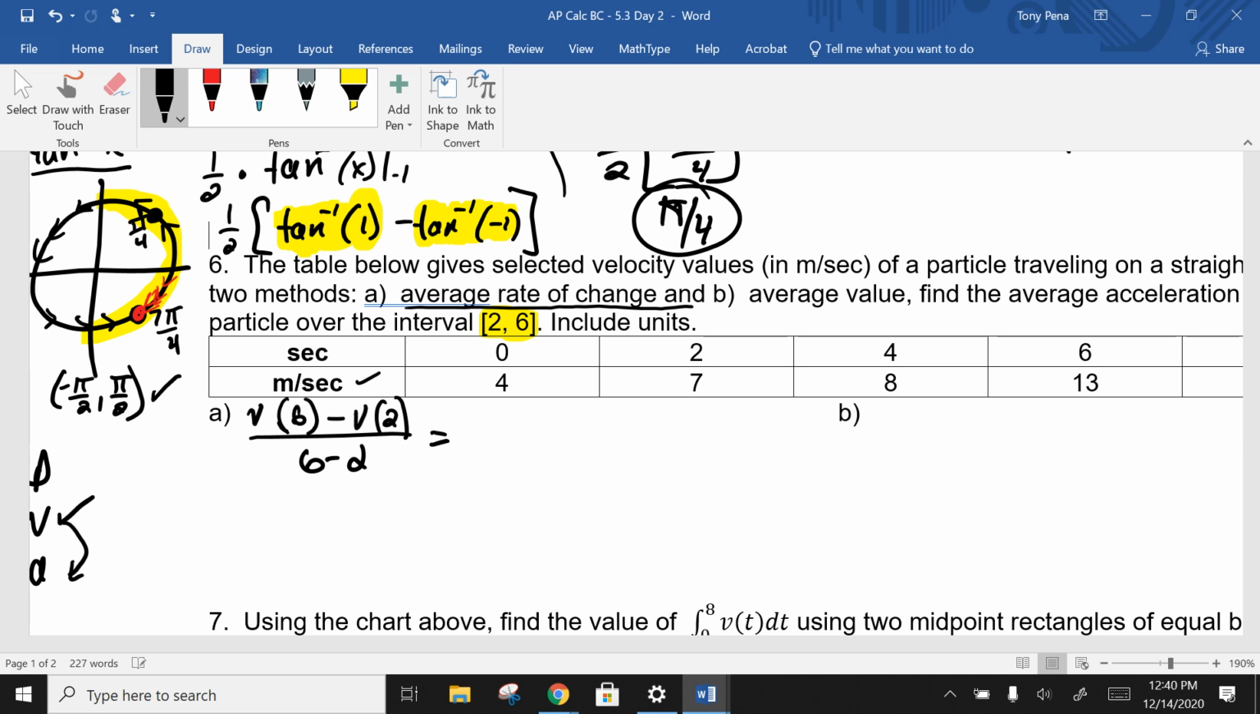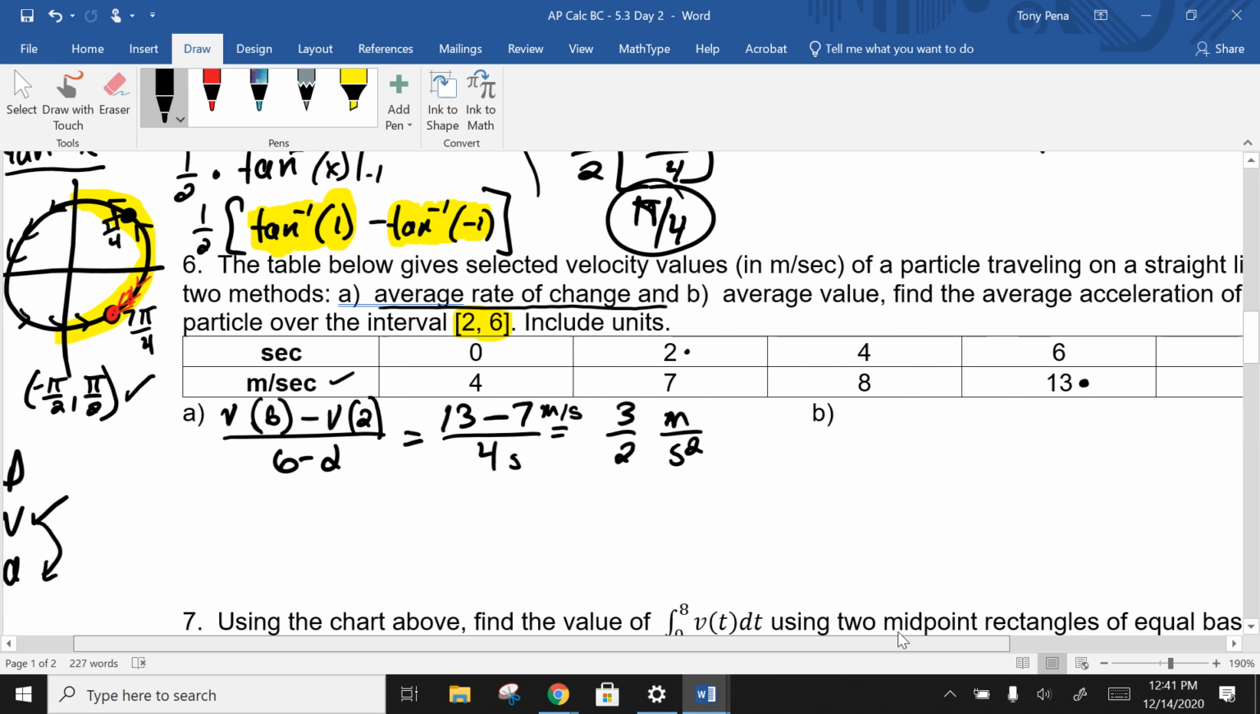My velocity at 6 seconds is this 13 right here. My velocity at 2 seconds would be the 7. So what we would get is, and think about our units, the 13 and 7 had units of meters per second. The 6 and the 2 had a unit of seconds. So I get 6/4, which is 3/2 meters per second. So I've just approximated my acceleration, my rate of change of velocity over the interval of 2 to 6. Okay, that's the old way, still valid, no problem doing that.